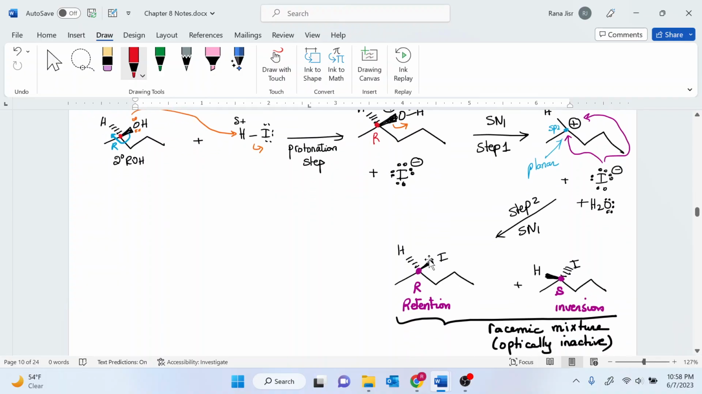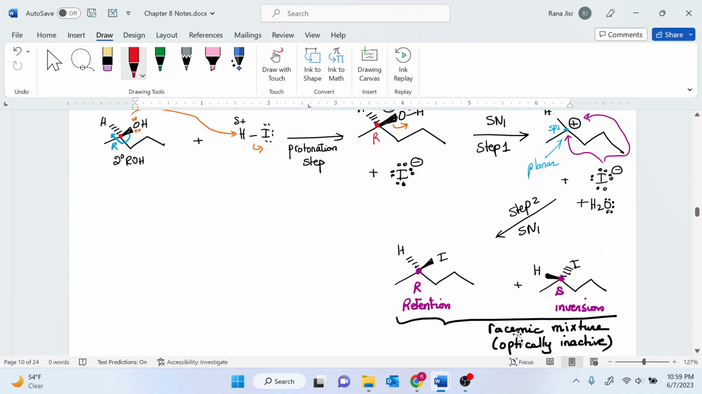So if iodine attacks from the top, the configuration is going to be the same as the one that you started with. So we're going to call this retention, and iodine attacking from the bottom, that is going to be inversion. These two, if you combine them together, these are a racemic mixture.